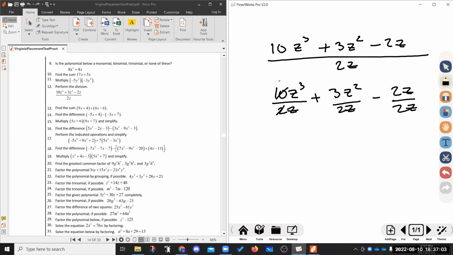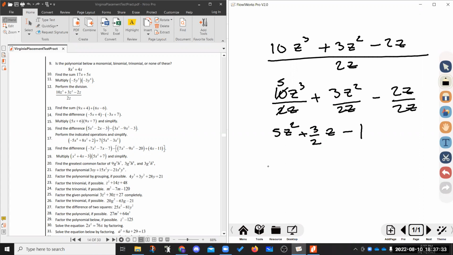The 2 goes into 10 5 times. Z to the 3rd divided by z to the 1st, 3 minus 1, will be z squared. I said minus, I meant divided by, but I'm subtracting the exponents. I'm going to leave this 3 over 2 as 3 halves. Z squared divided by z is going to be z to the 1st, minus any number divided by itself is going to be 1. There we go.